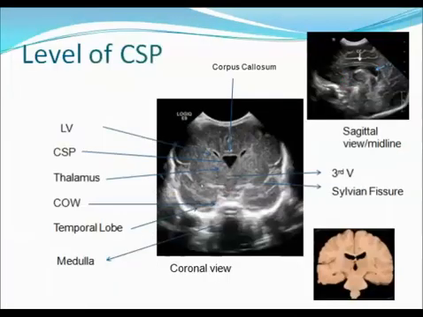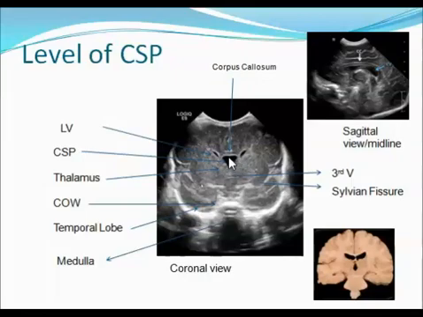So this is another view at the level of the cavum septum pellucidum. If you look at over here, the midline CSF filled structure is between the two anterior horns of the lateral ventricle. These are the two tiny anterior horns of the lateral ventricle. They all have free CSF, cerebrospinal fluid, so that's why they look anechoic.